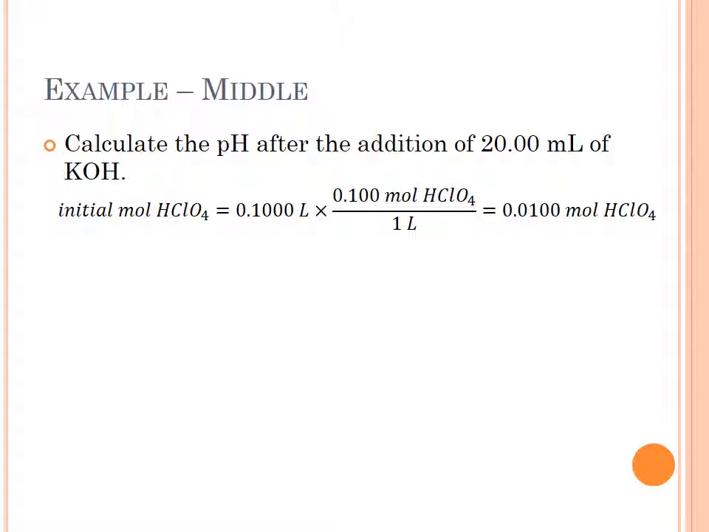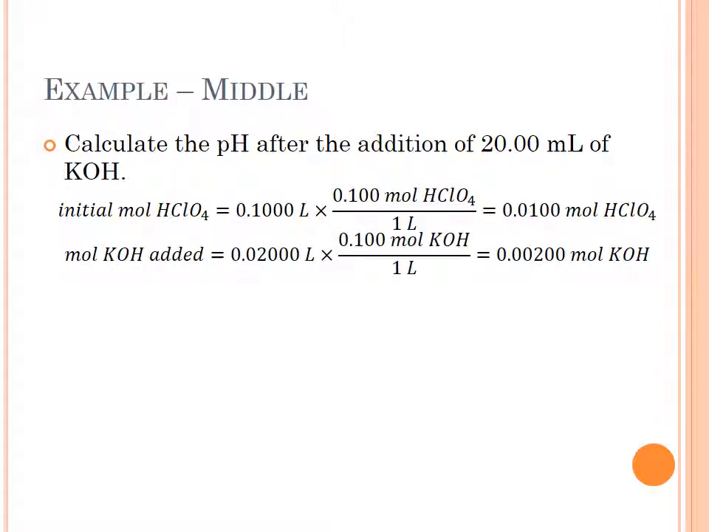We have 0.1 liters of perchloric acid, which was our 100 milliliters, times 0.1 moles per liter, becoming 0.0100 moles of perchloric acid. And then the moles of potassium hydroxide added is going to be 0.02 liters times 0.1 molar potassium hydroxide, giving us 0.002 moles of KOH, where I've added some zeros for precision and significant figures to all those numbers, and you can note the precision.